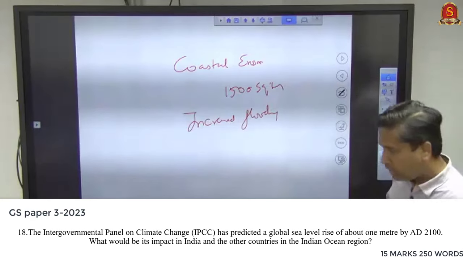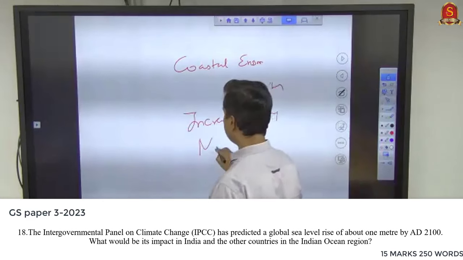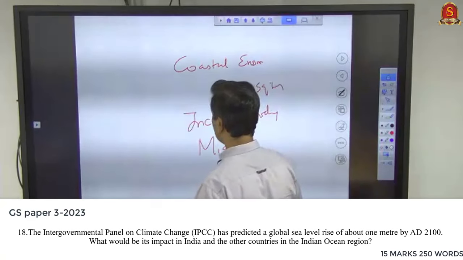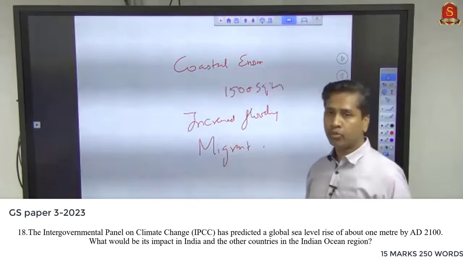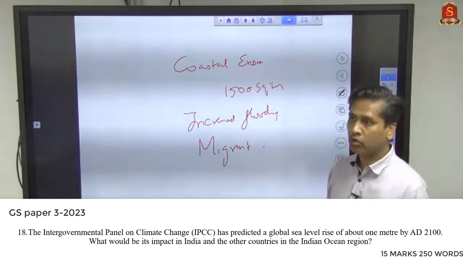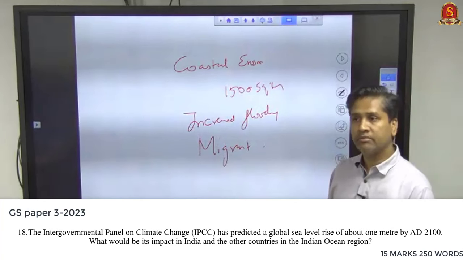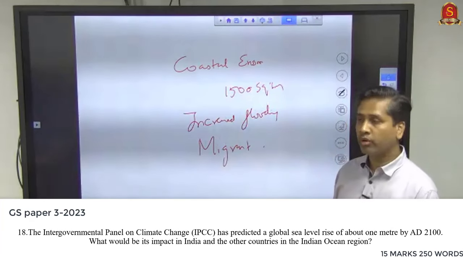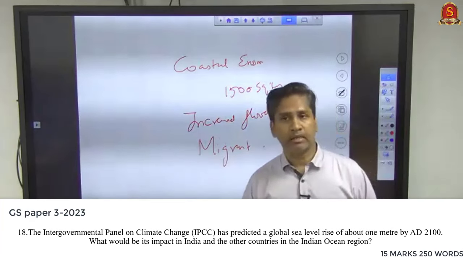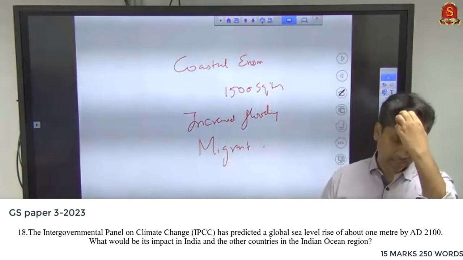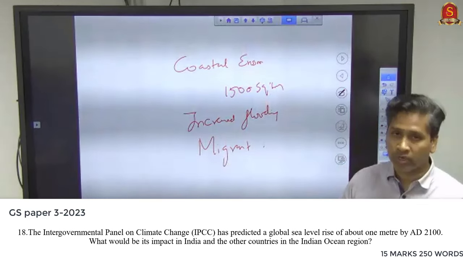Then comes displacement and migration. As the IPCC reports, we will find a lot of climate refugees, environmental migrants. So many people will get displaced. Even the Maldives and other countries are going to have more impact. Maybe in another 100 years, the Maldives may not be there. And Mauritius is also getting more impacted.